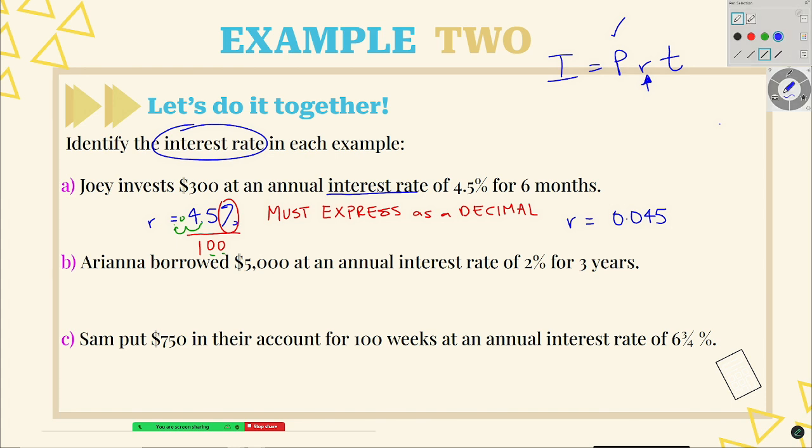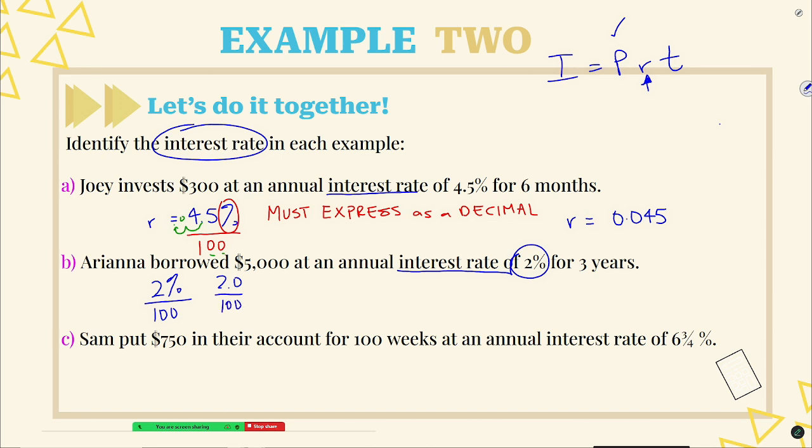Let's try another one. Here we have Ariana again. Ariana borrowed $5,000 at an annual interest rate of 2%. We're looking for interest rate. We see it's 2%. It is written as a percentage, which means we must divide by 100. 2 divided by 100, you move it 2 places. R equals 0.02. We're expressing it as a decimal.